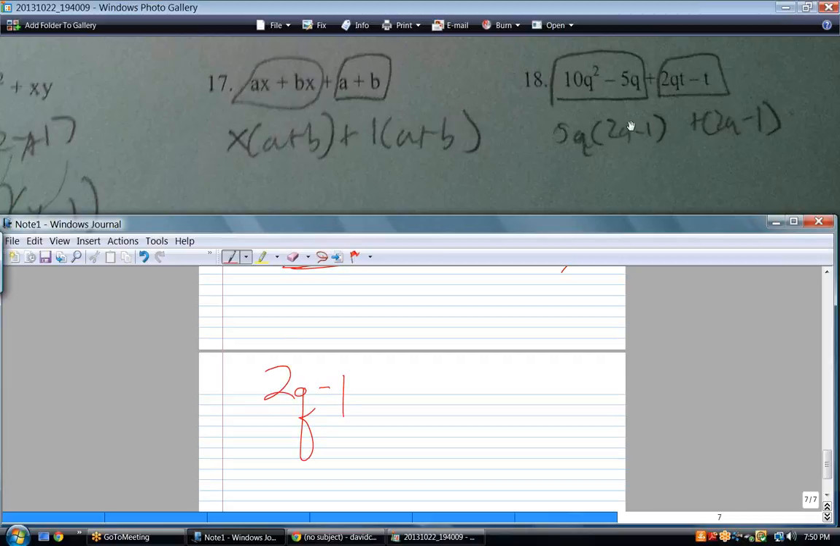These are both 2q minus 1. That's a 2q minus 1, and that's a 2q minus 1. So that's what we factor out. And then what are we left with when we divide both of these terms by 2q minus 1? 5qt. Actually, 5q plus 1. Plus 1? Yeah, hold on a second here.